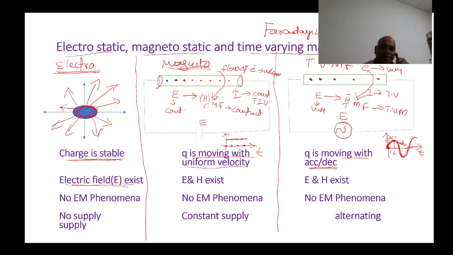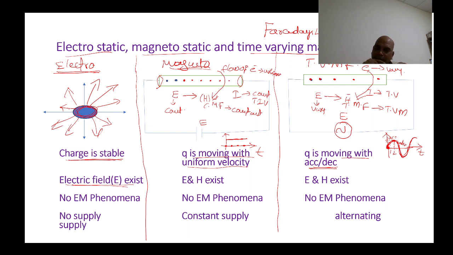Suppose this is a conductor. Here the conductor is stationary, and the current passing through the conductor is time varying. Already I told you, it is a sine wave, varying with respect to time. Only then will you get some result.